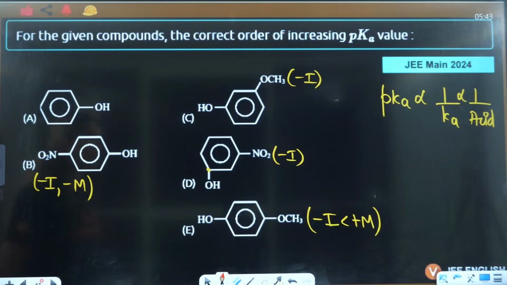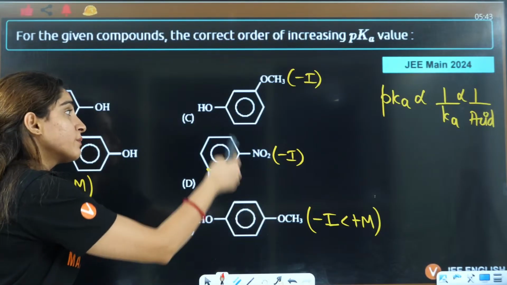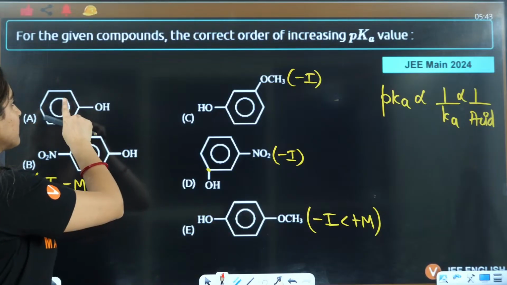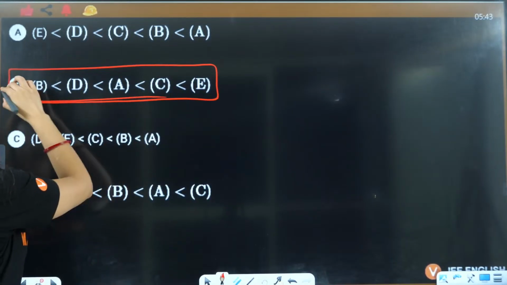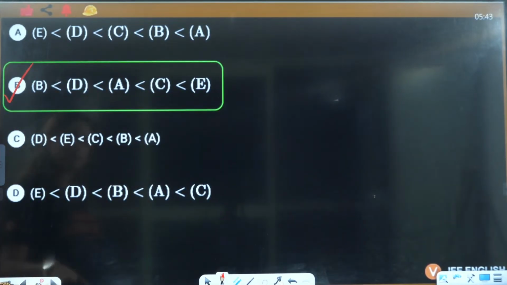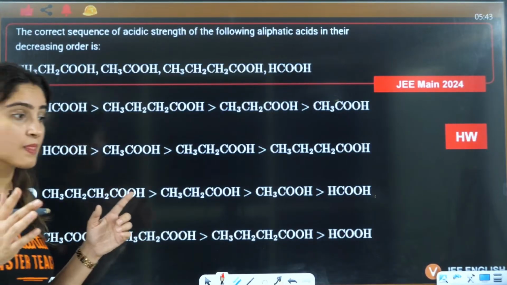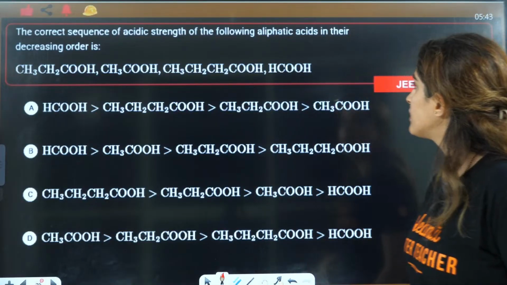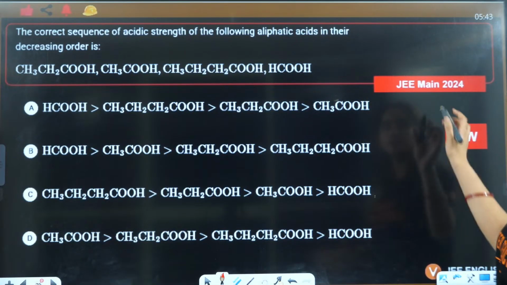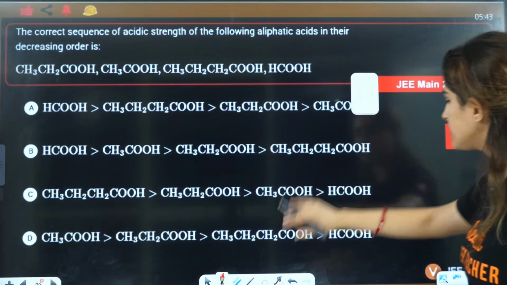Out of NO2 and OCH3, you will have NO2 here, and then OCH3 here because of the minus I effect. Here you are also donating, so it will be less stable as compared to that. And here you have no effect, so it will be at the end, right? So that's how you will have B as the correct answer. Just the pKa and Ka order is opposite, that you have to remember, right? And this is a very simple question, that is your JEE 2024 question.